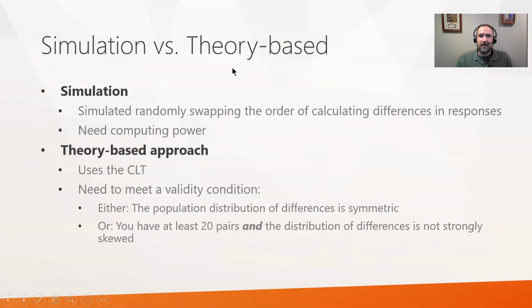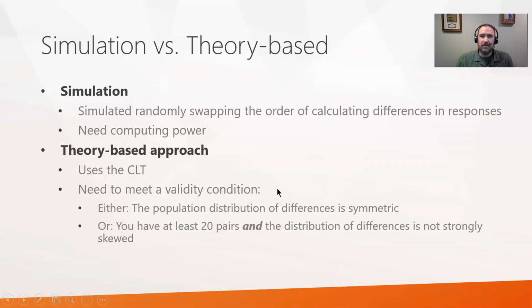As usual, we have two different possibilities for approaching inference. We can do a simulation or we can do a theory-based approach. In the simulation, we simulated randomly swapping the order of calculating the differences in the responses, and we felt like that was a way to simulate the null hypothesis being true. But we needed computing power to do that. And nowadays, we have plenty of computing power to carry out those kinds of simulations. In the past, they didn't, and so they needed a theory-based approach because they didn't have the same kind of computing power. So nowadays, it's always a good choice to think about using the simulation.